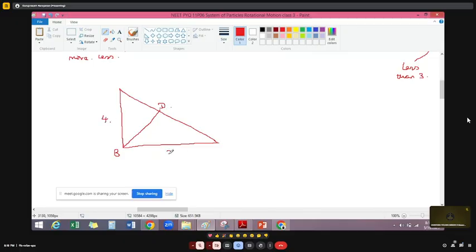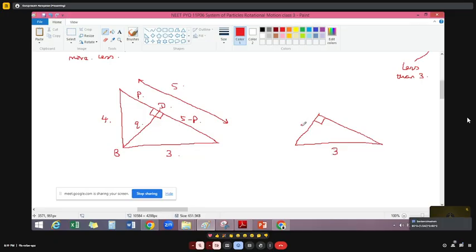this is 4, this is 3, this is 5. So if I say this total is 5, suppose I call this P, then this will be 5 minus P. And if I call this Q, so Vedant, listen carefully. I told you this is 90 degrees, right? Can you see that this is going to be the hypotenuse if I break this triangle further? This is the hypotenuse, right? If this is the hypotenuse, this has to be less than 3. Do you agree?